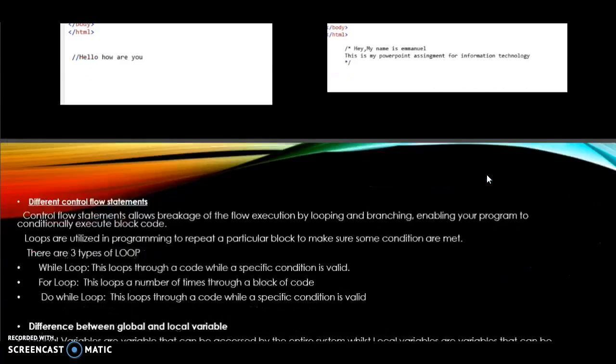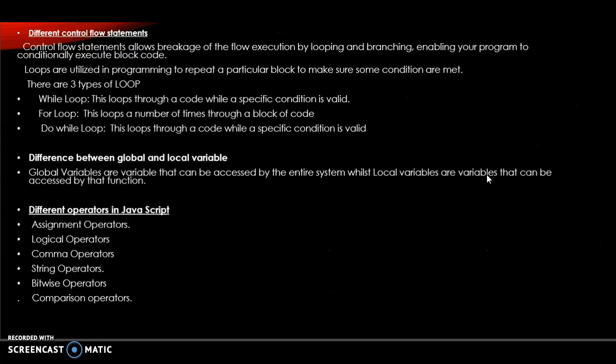Now moving on to the different flow statements. Control flow statements allow breakage of the normal execution by looping and branching, enabling your program to conditionally execute blocks of code. There are three types of loops: while loop, for loop, and do while loop.